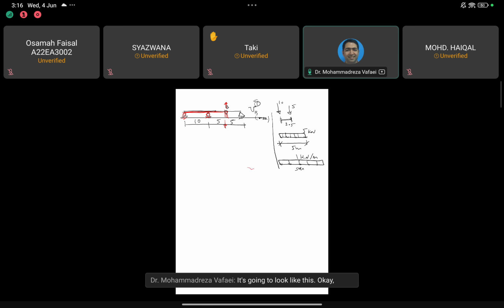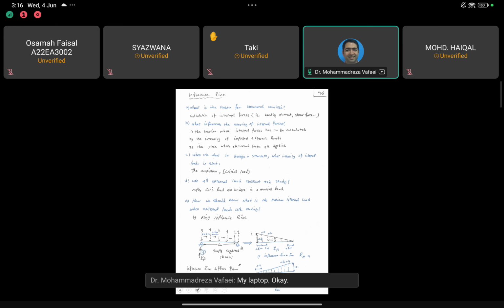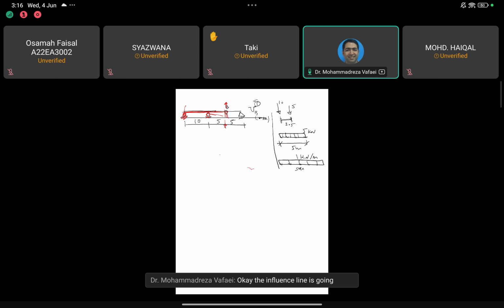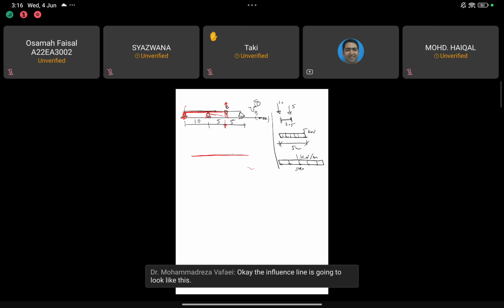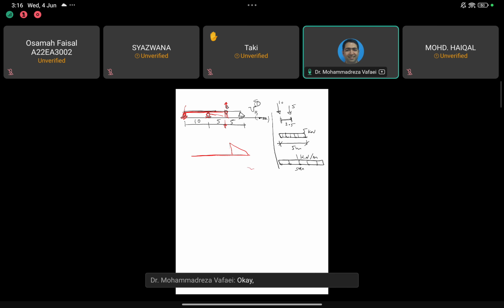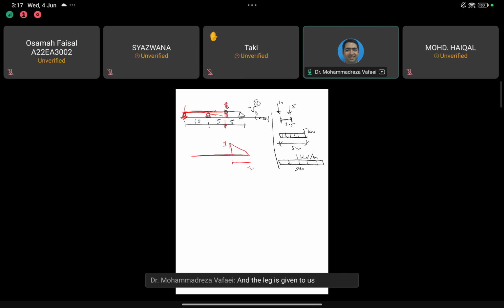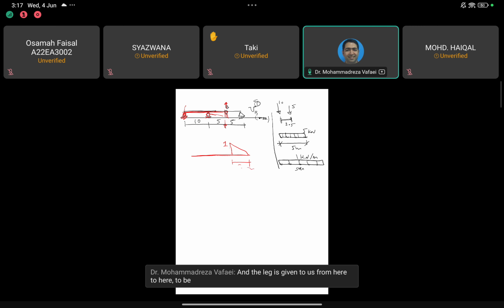Okay, the influence line is going to look like this. And we said the deformation that we apply is unit. So it goes up only because, as I said, the left side doesn't allow you to move. So this is the influence line for shear force at point B. And the length is given to us from here to here to be 5 meters.